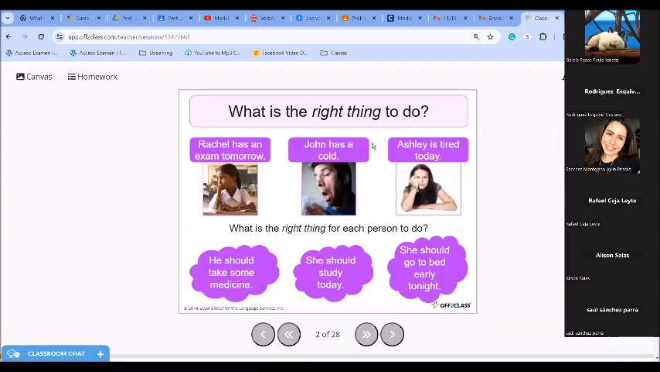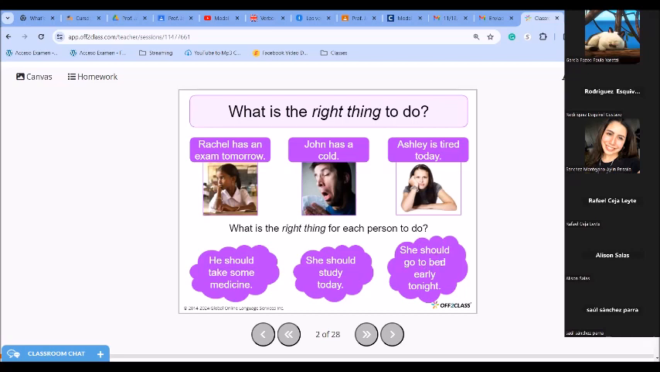All right, the right thing to do, so to speak. Help me here, Isabel. John has a cold. He should take some medicine. Okay. Alondra, Rachel. Rachel has an exam tomorrow. She should study today. Good. Eileen, Ashley. Ashley is tired today and she should study today. Okay. Well, if she wants to pass her exam, she should study, but if she's tired, no.